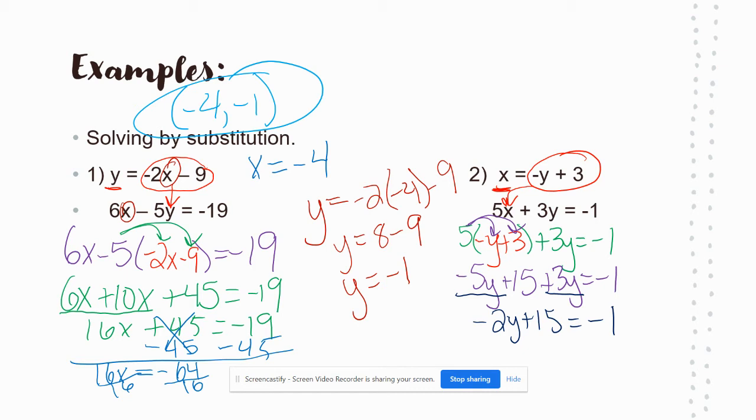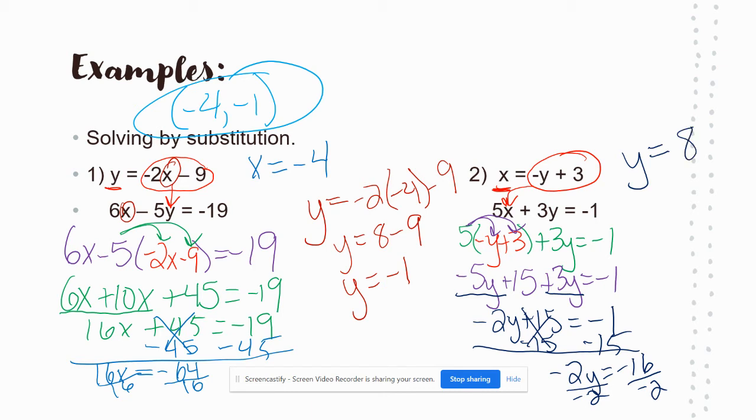Start getting y alone. The opposite of adding 15 is subtracting 15 from both sides. Negative 2y is equal to negative 16. The opposite of multiplying y by negative 2 is dividing by negative 2, and we get y is equal to 8.